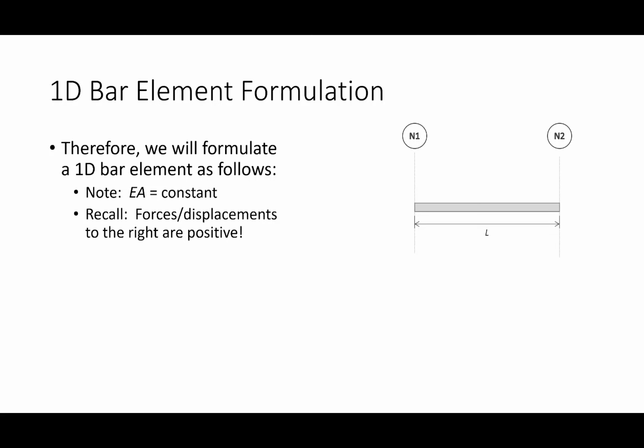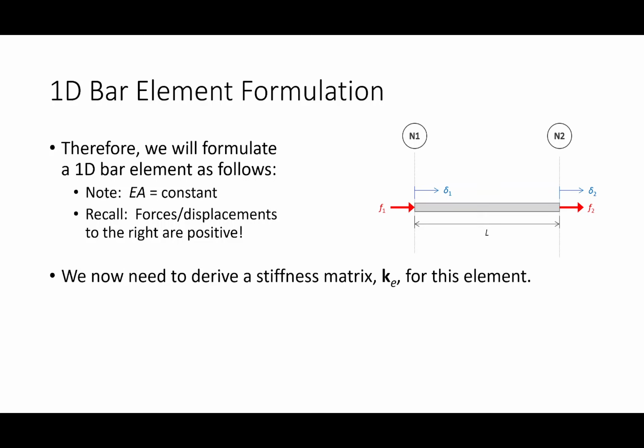Now, recall that forces and displacements to the right are positive. So this bar is going to have some unknown force on each node, with a force going to the right being positive. After the structure is analyzed, it's going to respond by deforming some amount. I'm just drawing them in their positive directions. So each joint has an unknown force and a resulting unknown displacement. Does that make sense? Then what we need to do is derive the stiffness matrix for the element. That's what we want to derive.